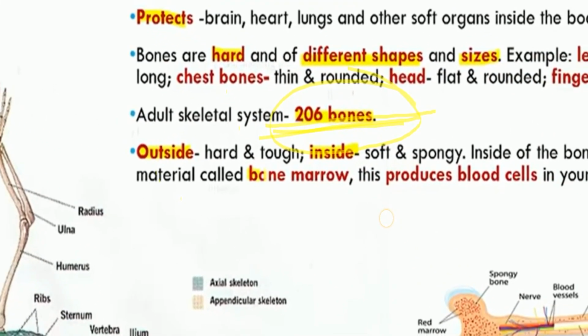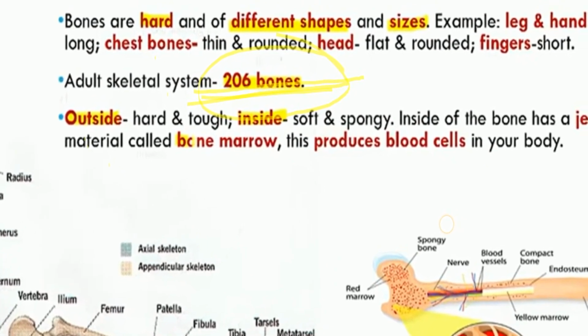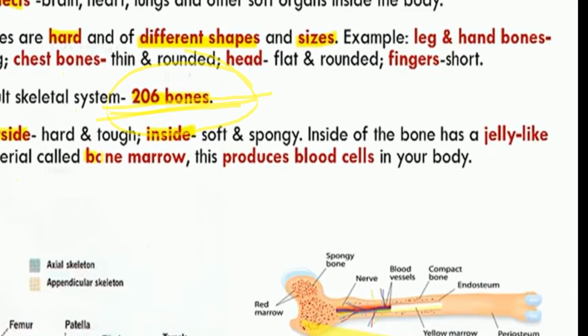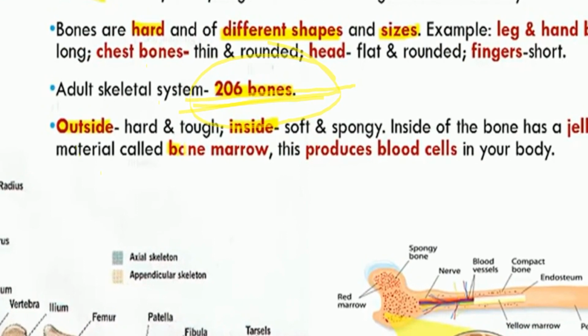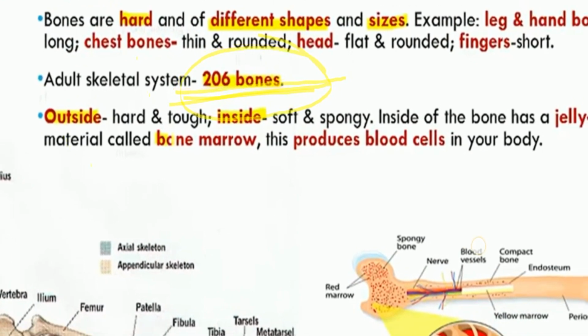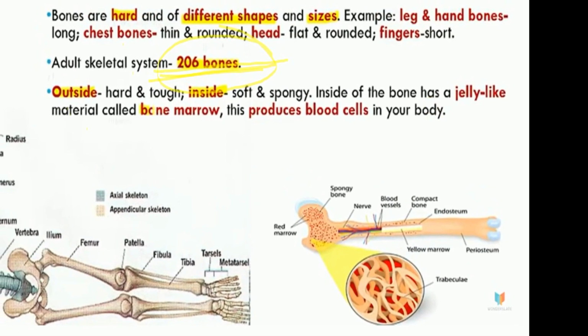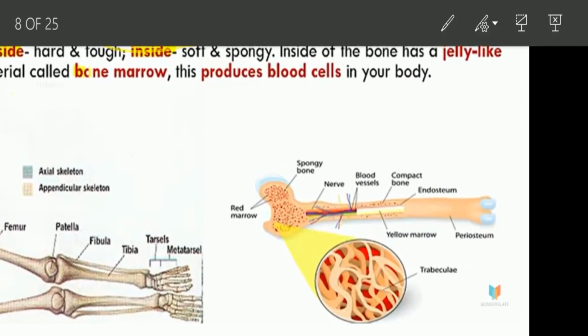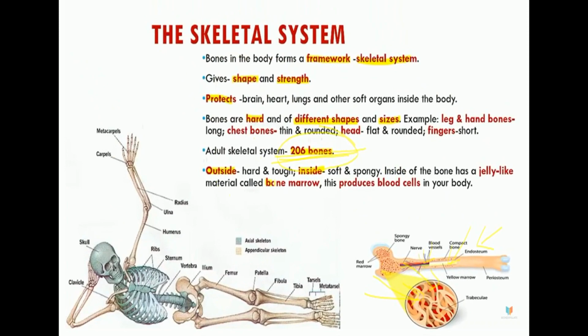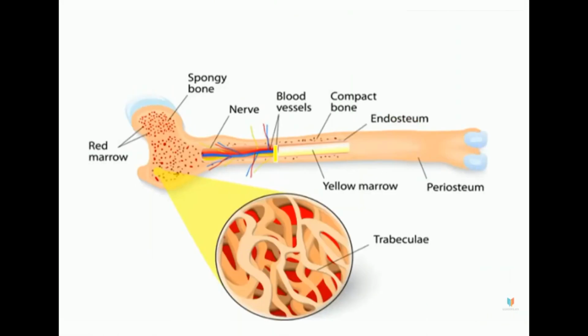Here you can see that the outside of our bones is very hard and tough, but the inside is spongy. Inside, the bones have a jelly-like material called bone marrow. This produces blood cells in our body. Here you can see a bone, and there are blood vessels, and these small red dots are the red bone marrow. Can you see it? And you will have yellow bone marrow too.